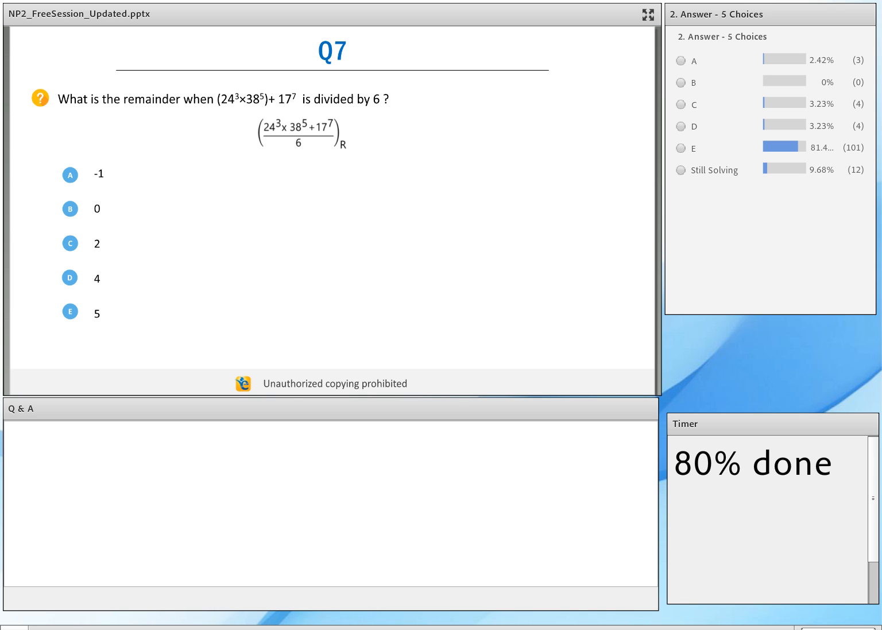So what do we have to do? Again, same thing. Find the remainder. The dividend remains the same. The divisor now has been changed from 3 to 6. It's become slightly more sophisticated. Again, we say the first term over here has remainder 0, because 24 is completely divisible by 6. The second term is what's going to leave the remainder: 17 to the power 7 divided by 6.